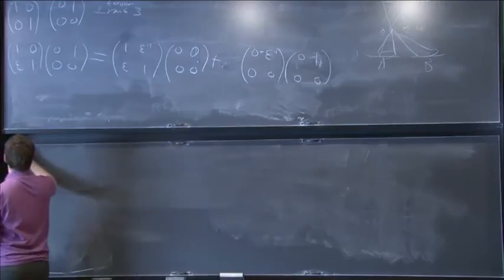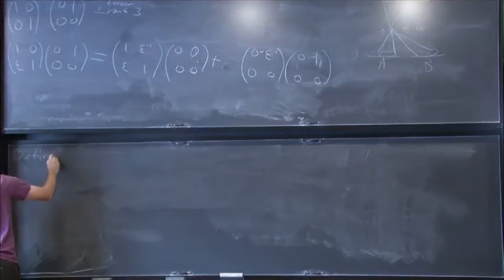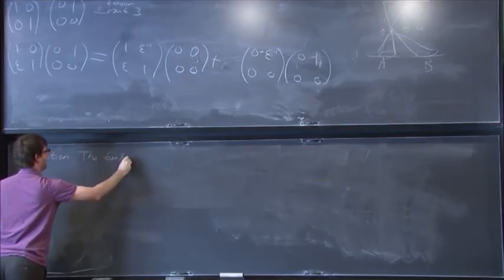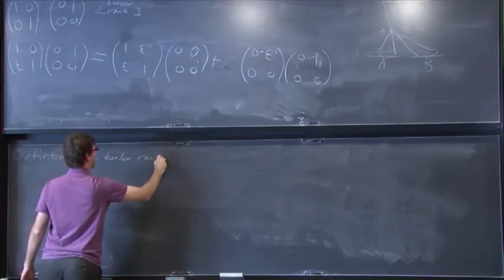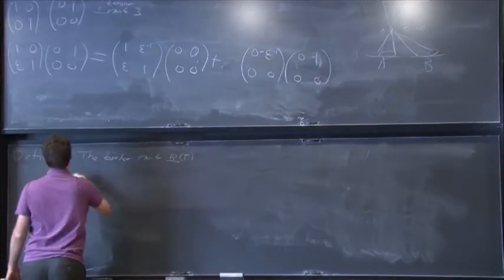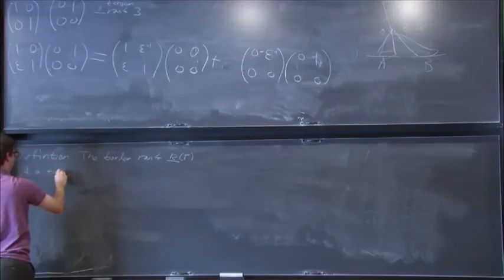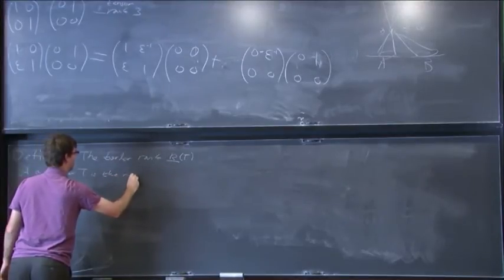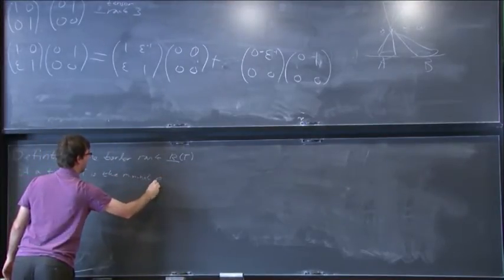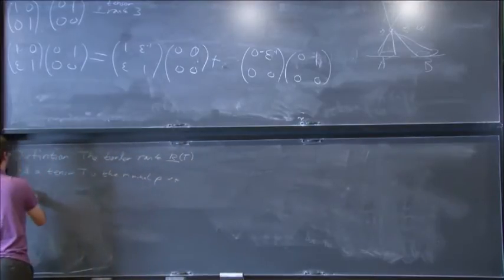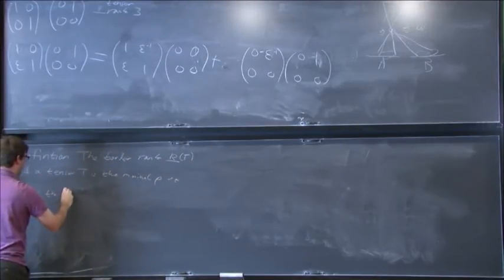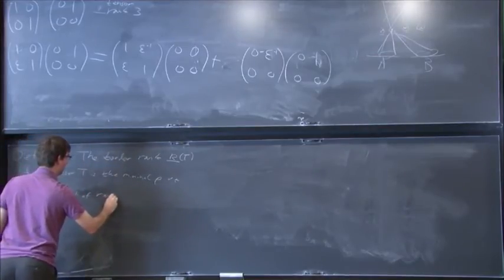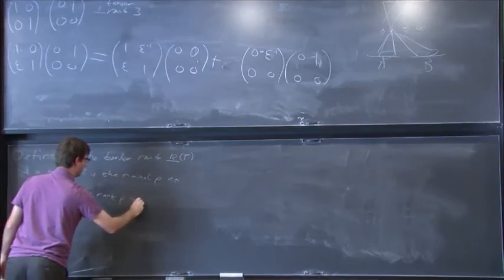Okay, so definition. The border rank of a tensor T is the minimal r such that T is the limit of rank r tensors.